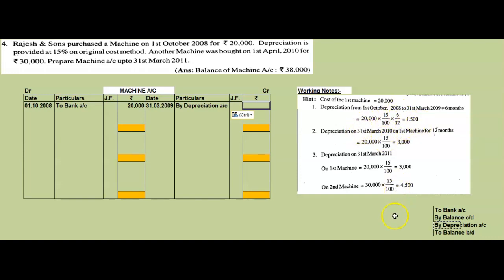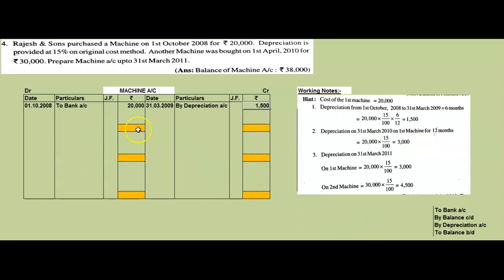Or at the same time, you can do 20,000 into 15 by 100 into 6 by 12. You will get how much? 1,500. So how to calculate that also I will tell you. These two zeros in the denominator will cancel the two zeros in the 20,000. So here it will be 200 into 15 into 6 by 12. 6 twos are 12, so 2 ones are 2. Here tens are, so then you will get 1,500. That depreciation we will write here. So calculation part you should be careful. Because it is a regular class, I can show you the calculation, but here I can show you just the notes of how we have calculated.